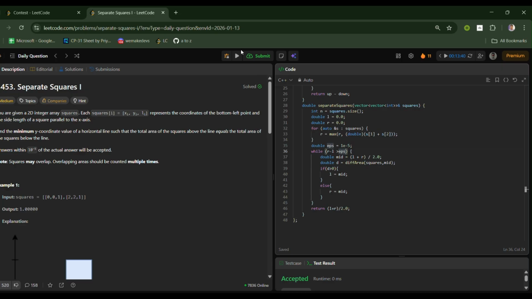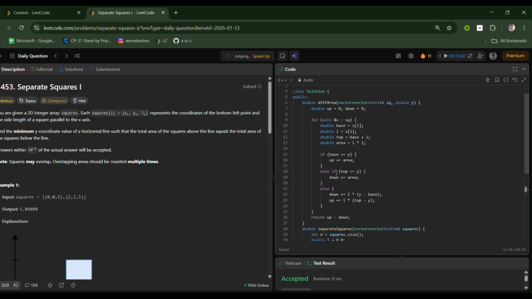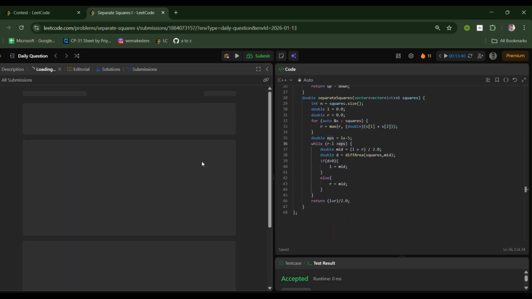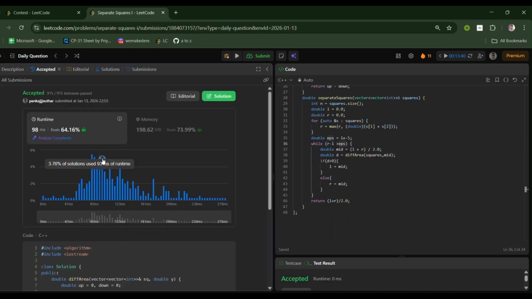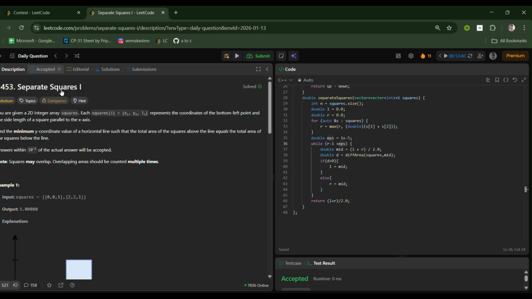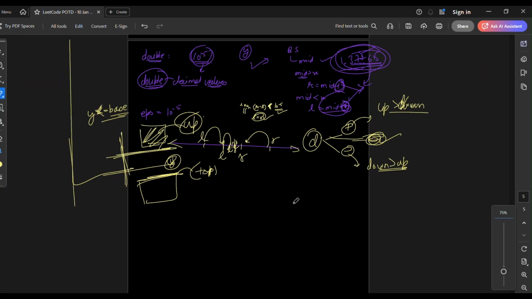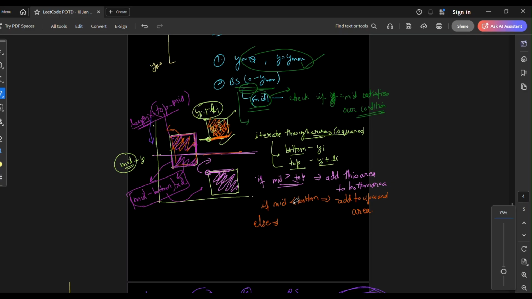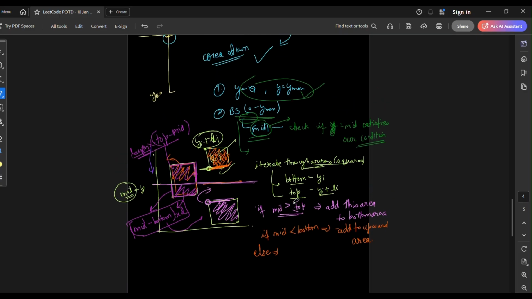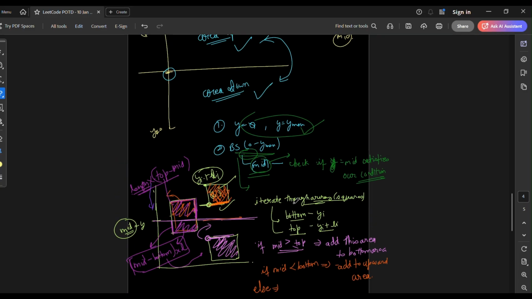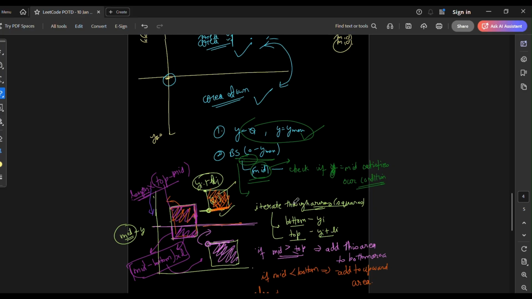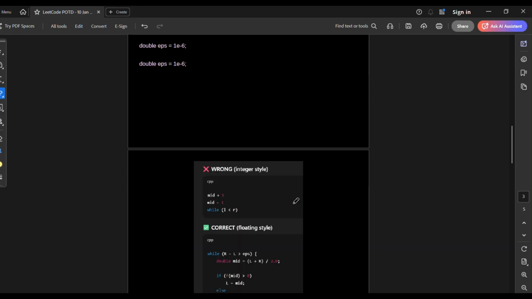Okay, so if I submit this, you will see, yep, all our test cases are passed, and we are doing good. So I hope you have understood this question. This question involves a lot of geometry, sorry, a lot of coordinate geometry is coming in this part, and I think you got the point properly.